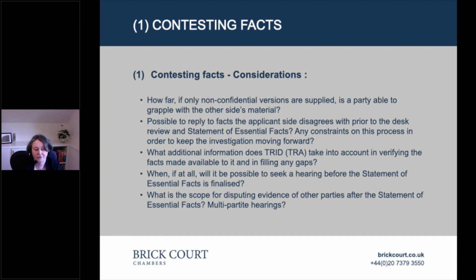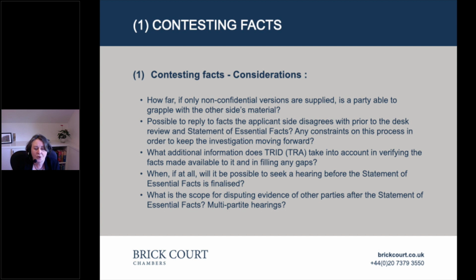The factors in favour of that sort of process, where you have an iterative response, obviously, are that it should improve the precision and the accuracy of the statement of essential facts, but the trade-off may well be detriments to the ability to move on without delay.